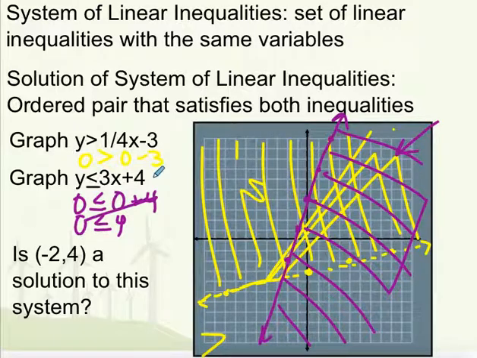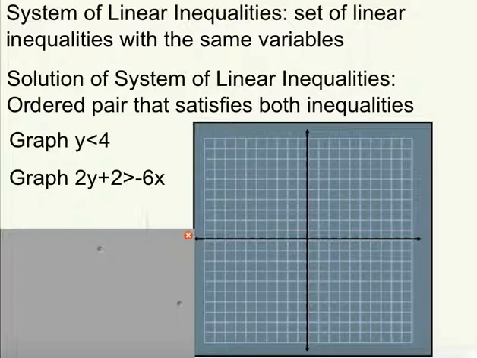But we could say, is (-2, 4) a solution to this? Let's see, (-2, 4) is way up here. No, that is not a solution. Although it's a solution for the first inequality, it's not a solution to the second, which means it's not a solution to the system of inequalities. It has to satisfy both.